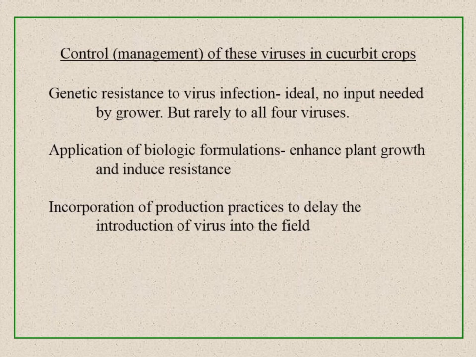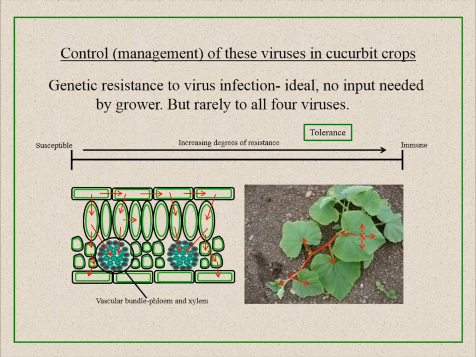One is genetic resistance, using genetically resistant varieties, which of course is perfect for you as a grower because it requires you to do nothing but put the plant in the field. I'm going to talk a little bit about biologic formulations, and these sometimes enhance plant growth and induce resistance. And then I'll spend a little bit more time on the incorporation of production practices that delay the introduction of virus into your field. So genetic resistance, having availability of varieties that are resistant to the virus or viruses in your area is important. It's the easiest way to go.